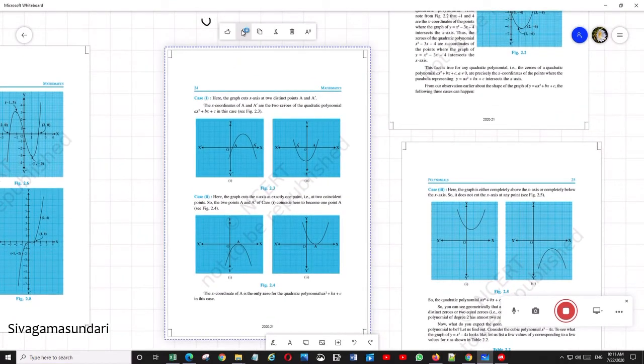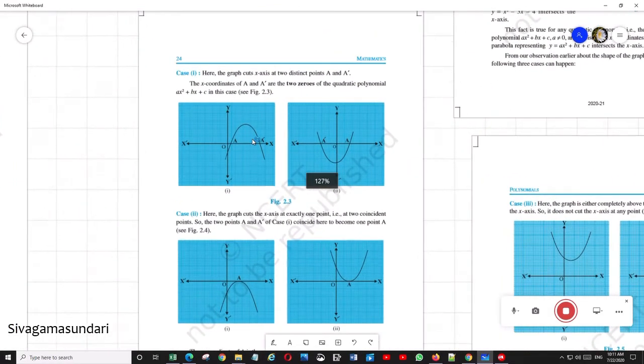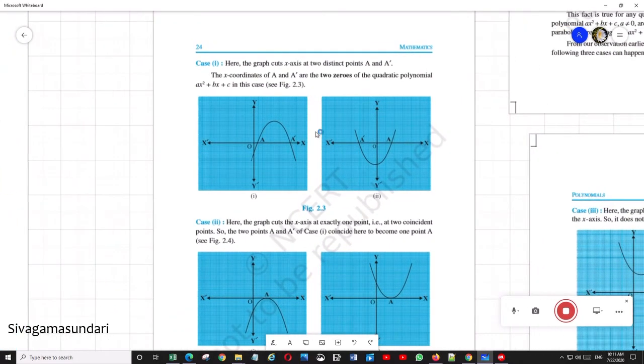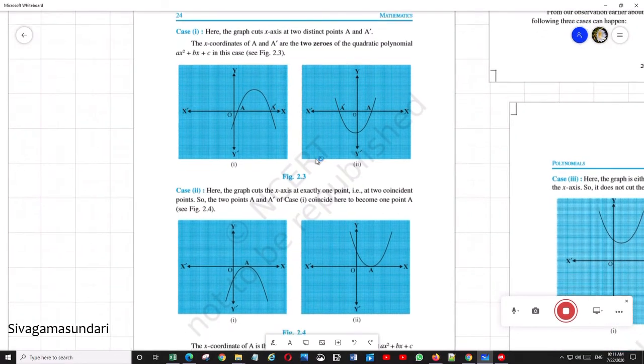Now let us look at some other examples. So here in these graphs, the line intersects the x-axis at 2 points, one at A and the other at A dash. So we say that the equation has two zeros, A and A dash. Similarly, in the second graph, the line intersects the x-axis at 2 points, A dash and A. So the equation has two zeros, A dash and A.